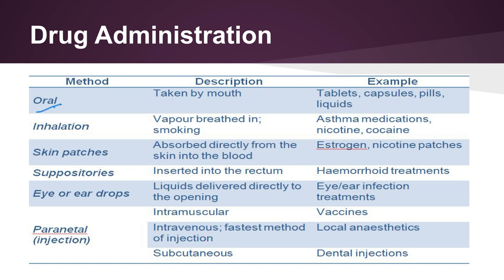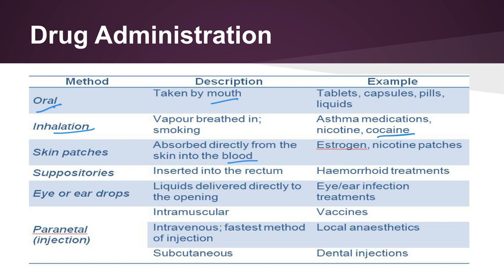The first one is oral, so that's taken by mouth. Those are things like tablets, capsules, pills, liquids, your typical Tylenol or Advil or any of those sort of medications. Another way is inhalation. So this is breathing in vapors or smoking. So can be things like asthma medications, can be nasal sprays, nicotine, so smoking, or even some of our narcotics like cocaine.